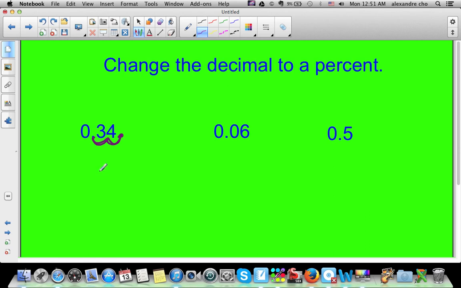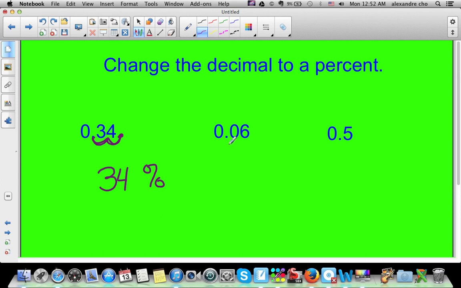So let's clean that up. So our new number is 3, 4 with a decimal at the end, and we add the percent sign. And guess what? We don't need this decimal. So cleaned up, it looks like 34%.